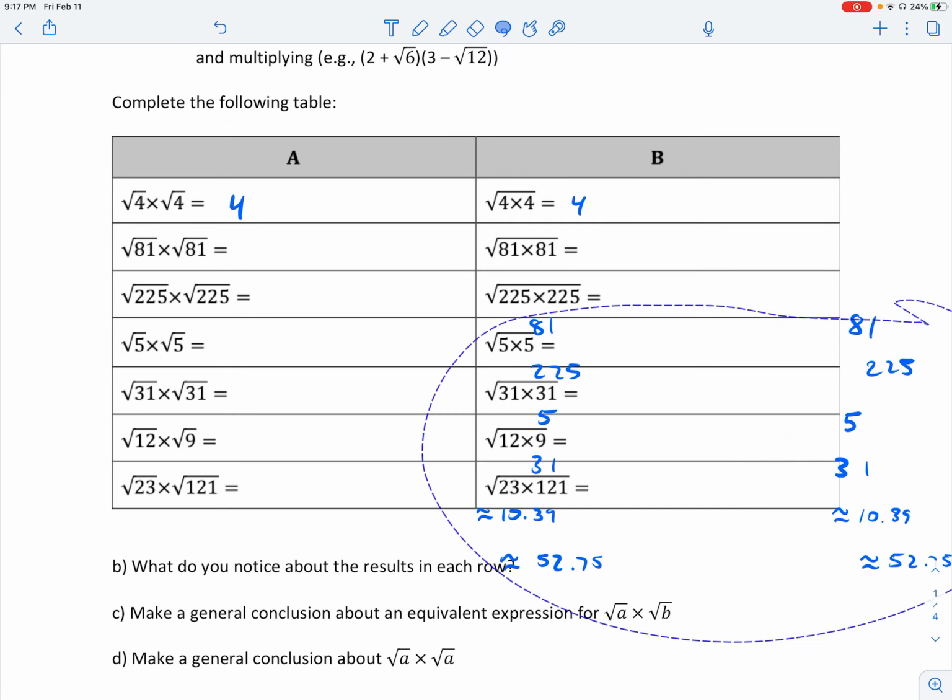Now let's do our insides. We're going to have to do the 3 times the 2 to get 6. So we're going to get positive 6, right? Because positive 3 times positive 2 is positive 6. And then root 3 times root 2, root 6.